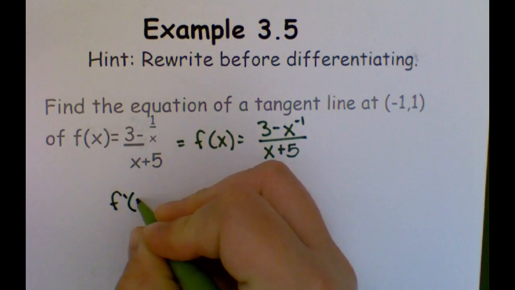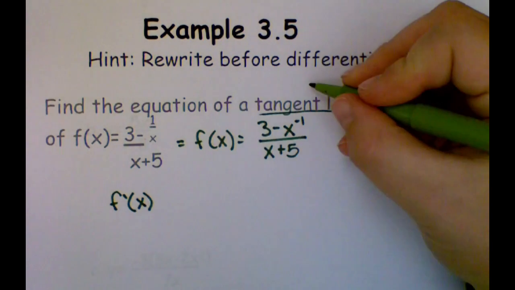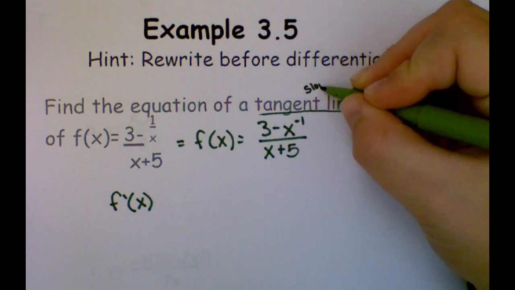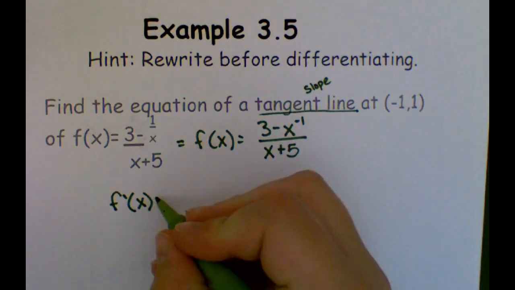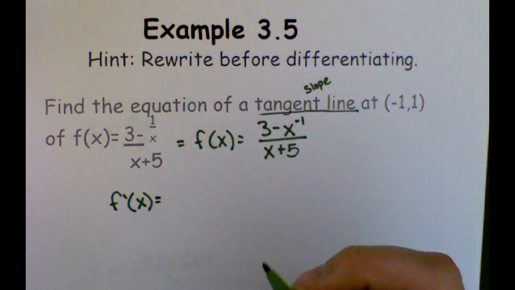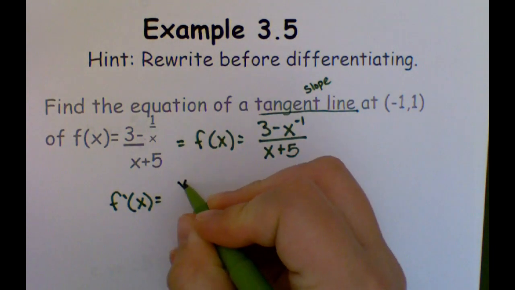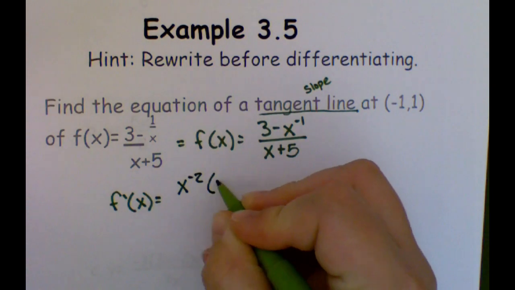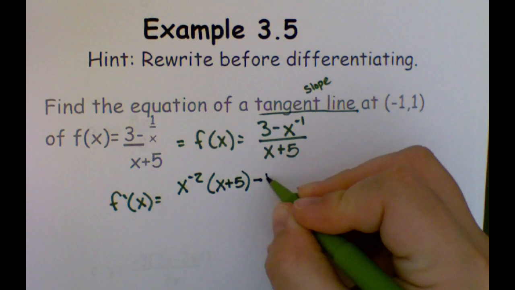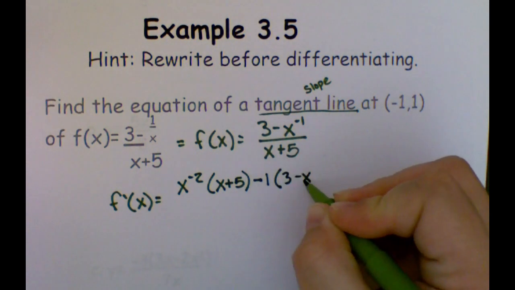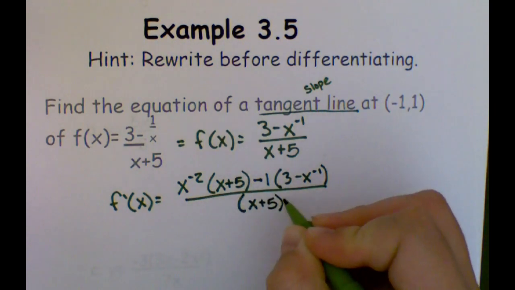So my derivative, and sorry, anytime we're finding a tangent line, we want to find the slope at that point. We find the slope using the derivative. So the derivative of the top, the derivative of 3 minus x to the negative first power, well, we get positive x to the negative second power times the denominator unchanged, minus the derivative of the denominator is 1 times the top unchanged, all over the denominator squared.